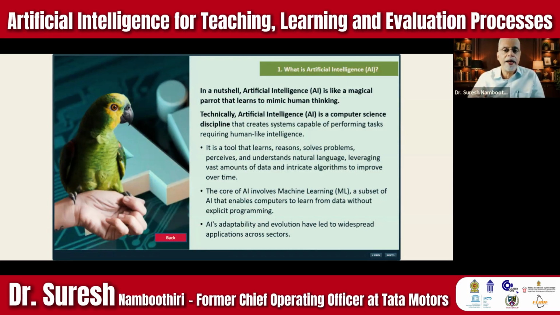See, artificial intelligence is like a magical parrot that learns to mimic human thinking. This is the simplest explanation. It is mimicking human thinking. Technically, it is a computer science discipline that creates systems capable of performing tasks requiring human-like intelligence.